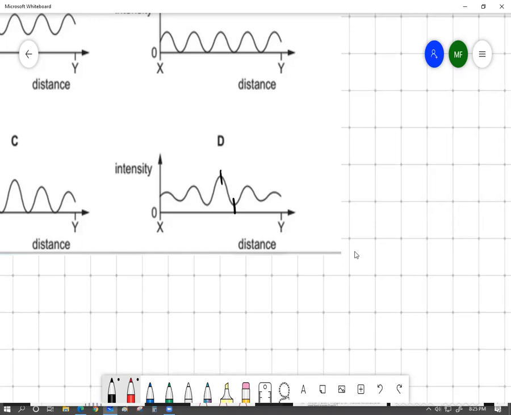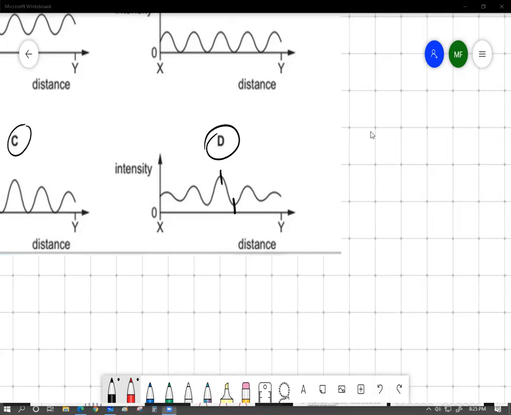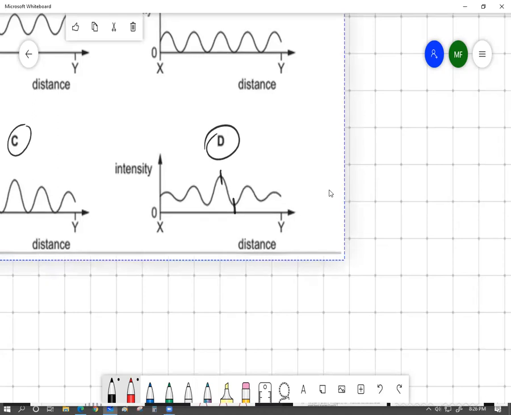Do you understand now why this is the correct response for sound and this is the correct response for light? Have we been able to distinguish this? Yes, sir. Everyone else? Yes, sir. Yes, sir. Beautiful.